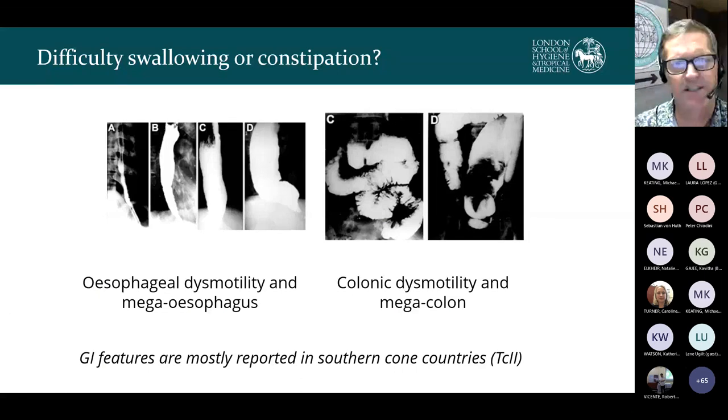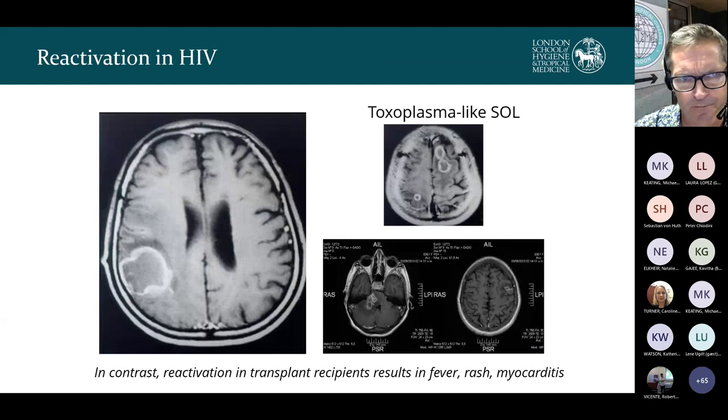The other manifestation that we mentioned is the gastrointestinal tract. Predominantly, the esophagus and colon seem to be affected, and megaesophagus and megacolon are the sort of extreme manifestations of these, manifest as dysphagia or constipation, severe constipation. We have a relatively small number of patients who are affected in this way, probably reflecting the fact that we don't have that many patients from the southernmost tip of South America, where this is a more common manifestation, probably related to the discrete typing unit, the strain, if you like, of T. cruzi, which is more common in those regions.